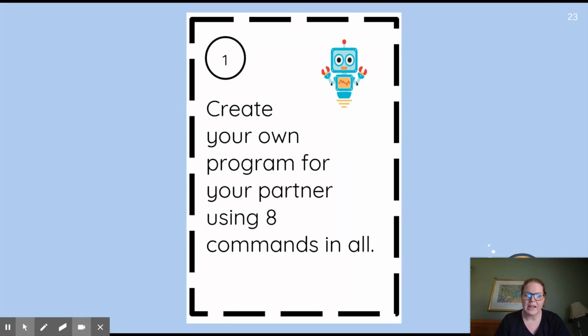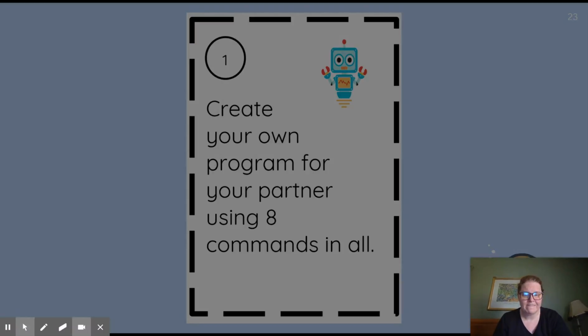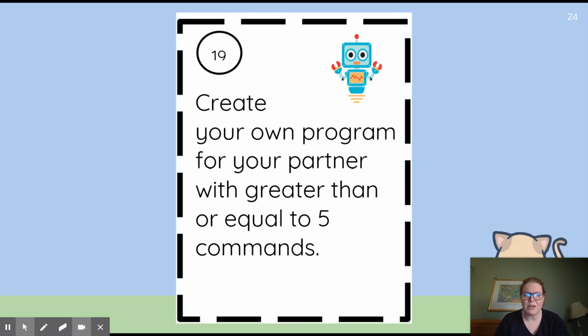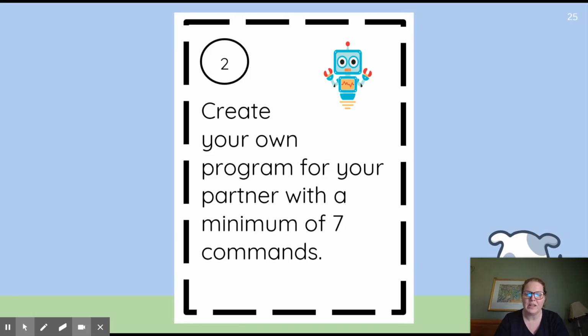Now create your own program for your partner that is greater than or equal to 5 commands. That means 5 or more. And next one, create your own program for your partner with a minimum of 7 commands. The word minimum means they cannot be less than 7 commands. It has to be 7 or more.